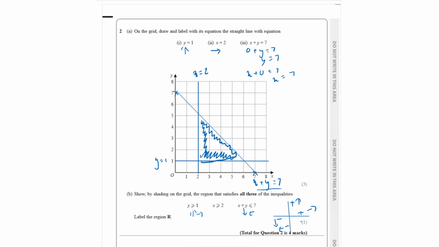And since this is the region, we simply label this as R.